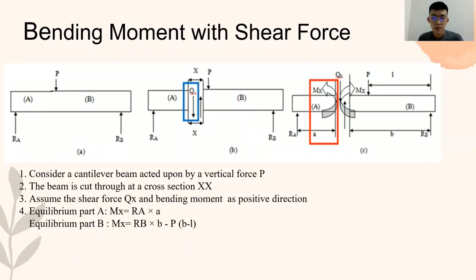For vertical equilibrium of part B, the shear force Q evidently acts as shown and has the value of P minus Ra. So we can assume the shear force Qx and the bending moment in a positive direction. To calculate equilibrium of part A, we can use the equation Mx equals Ra times a. Equilibrium for part B is Mx equals Rb times b minus P in brackets (b minus l).